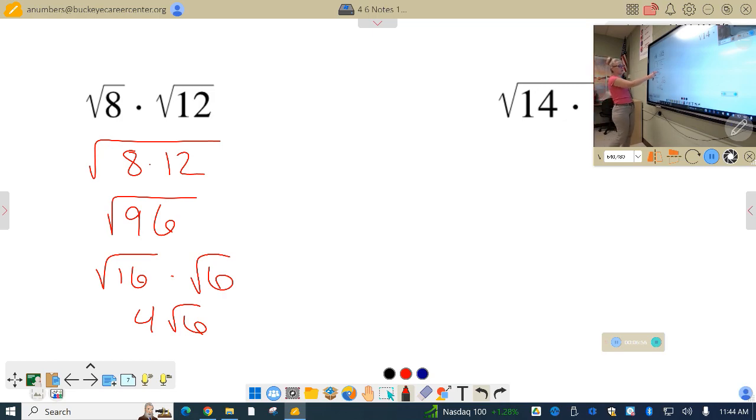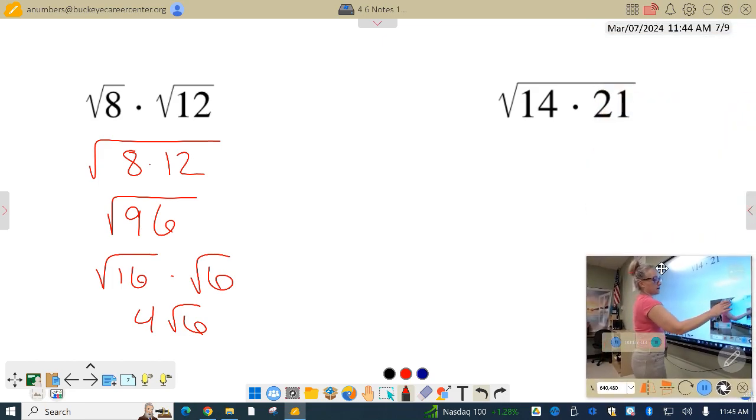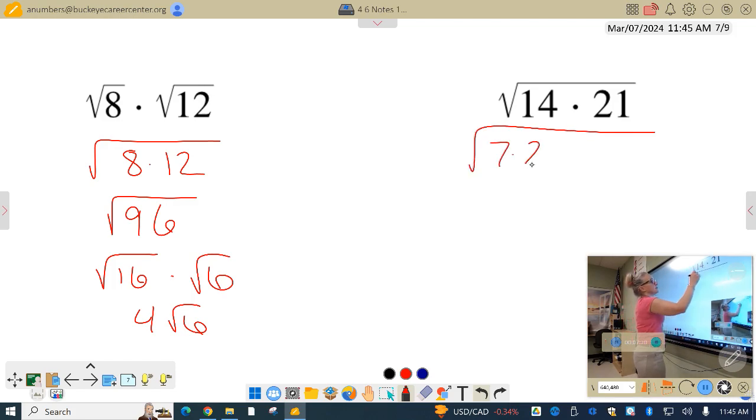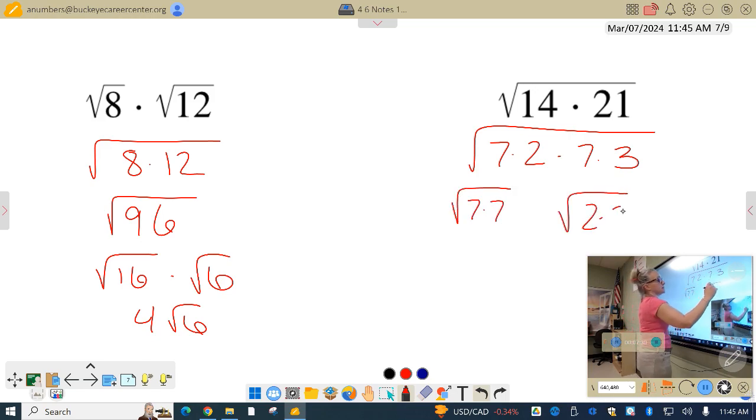Now I went ahead and broke this up right away, and I can do that because of what we just talked about. So here we have them together, 14 times 21. Now if I multiply those together right now, I'm going to get a really, really large number, and I don't want a really, really large number, so I'm going to break them up inside. So I'm going to have this be 7 times 2 times 7 times 3. And now I can put them together however I want. I could put 7 times 7 here, and I could put 2 times 3 here.